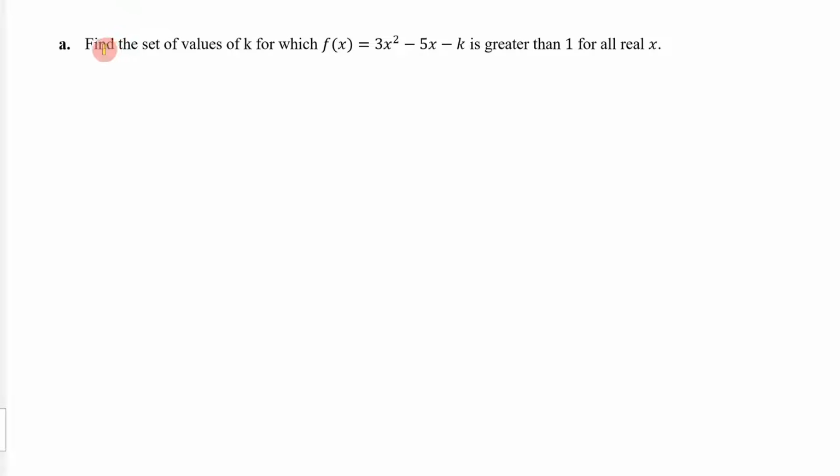All right, so we're going to answer this question. It says find the set of values of k for which f of x is equal to 3x squared minus 5x minus k is greater than 1 for all real x. Okay, so what we're trying to find is where f of x is greater than 1. And it's helpful to visualize this. Greater than 1 means that it's above this line right here, the line y is equal to 1.